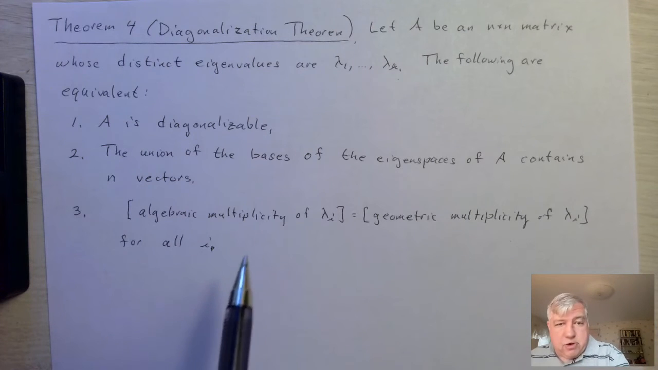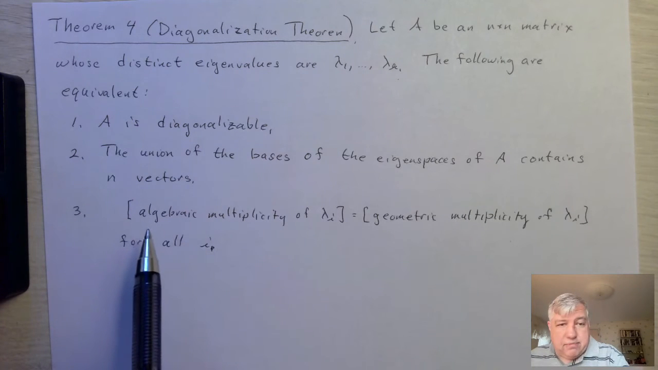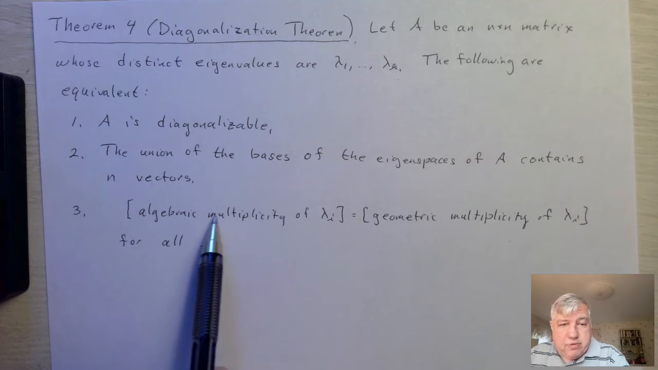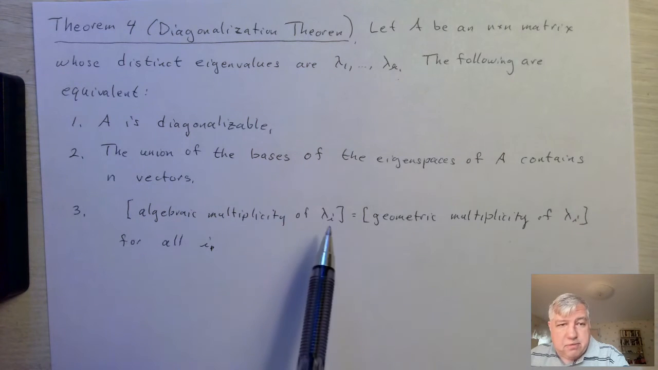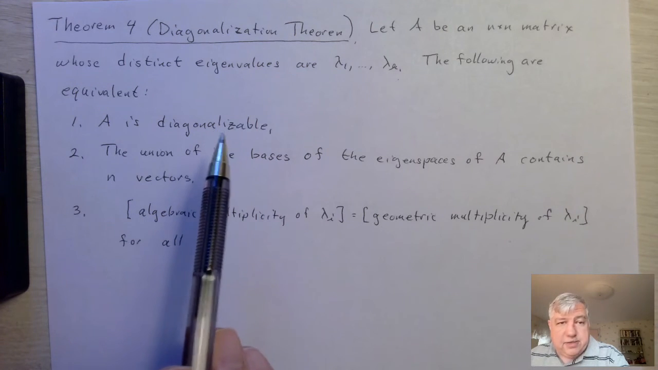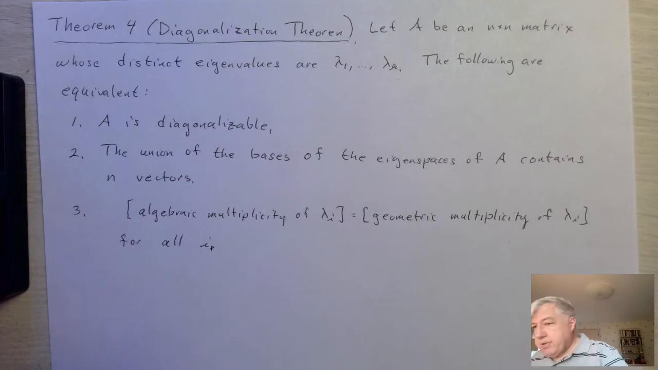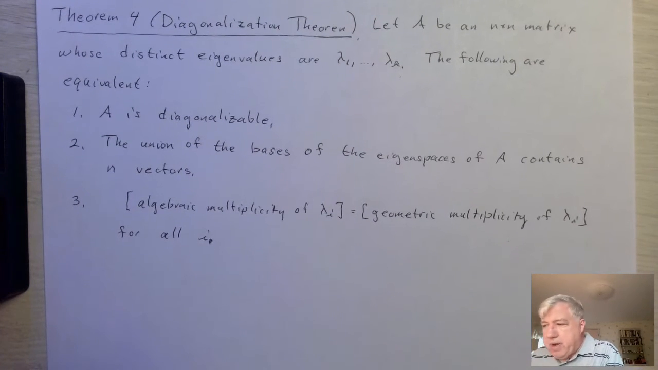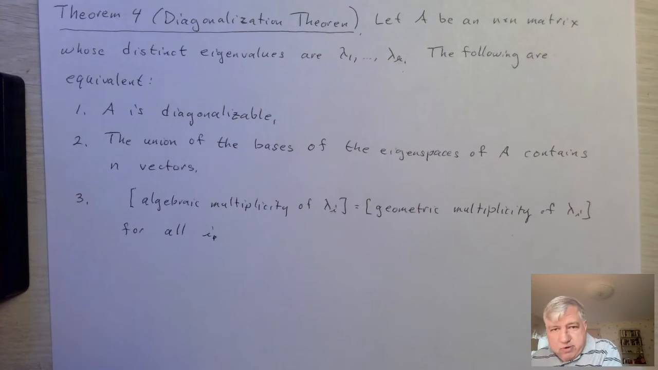Now the main thing we want to show is that these multiplicities are going to ultimately determine if A is diagonalizable. I'm not going to give a real rigorous proof. I'm going to give a special case, and then hopefully you can get the idea.